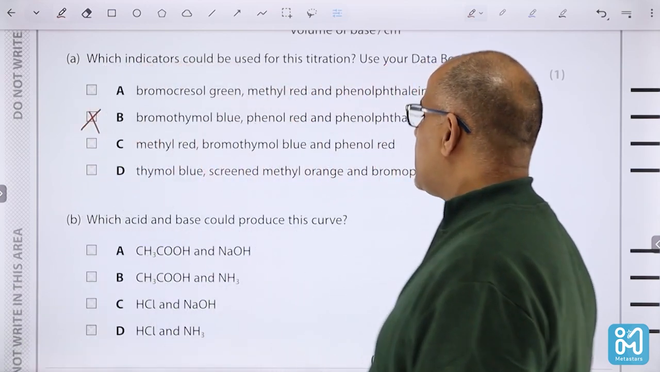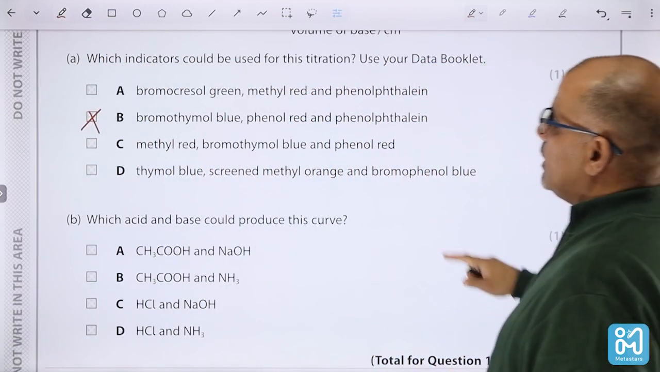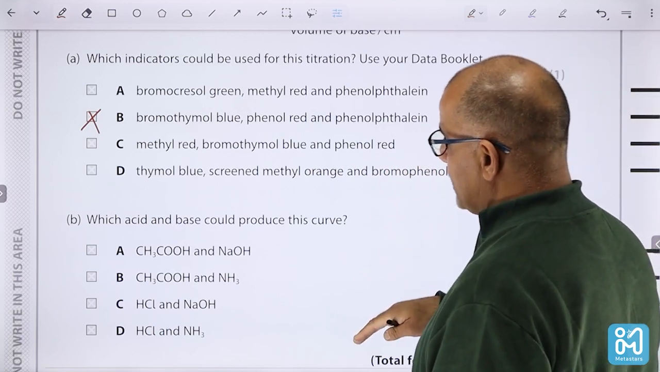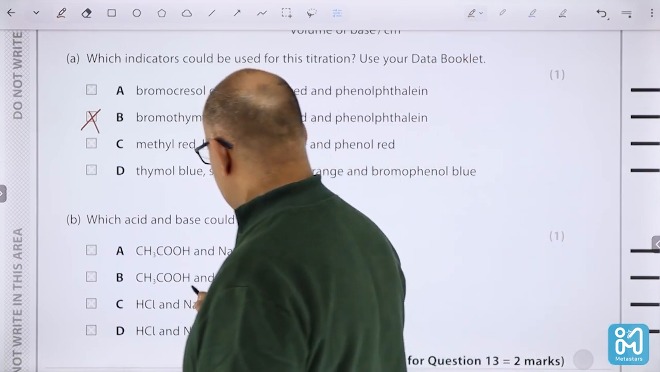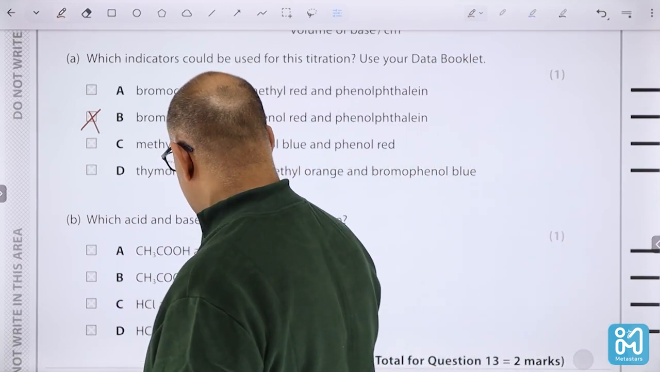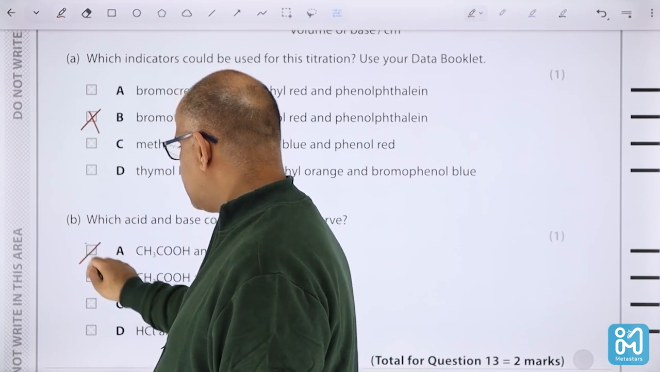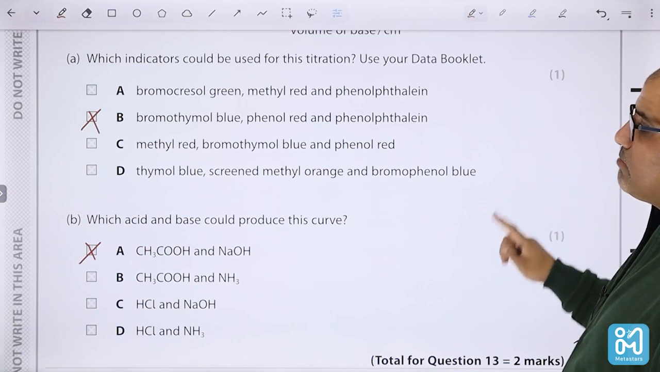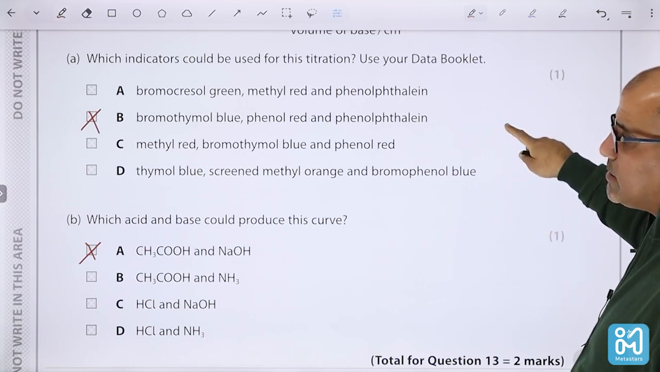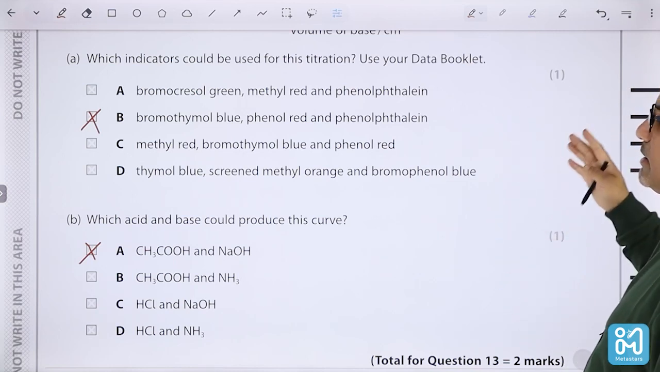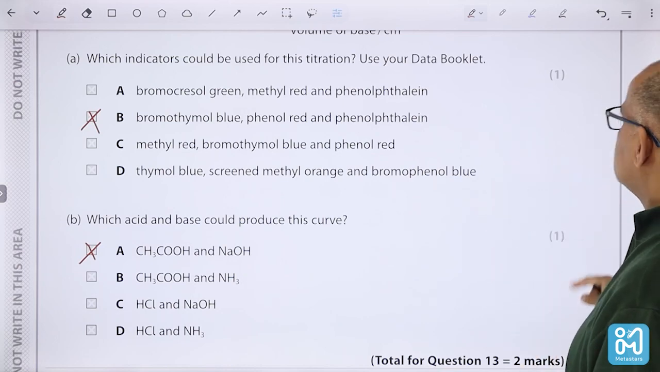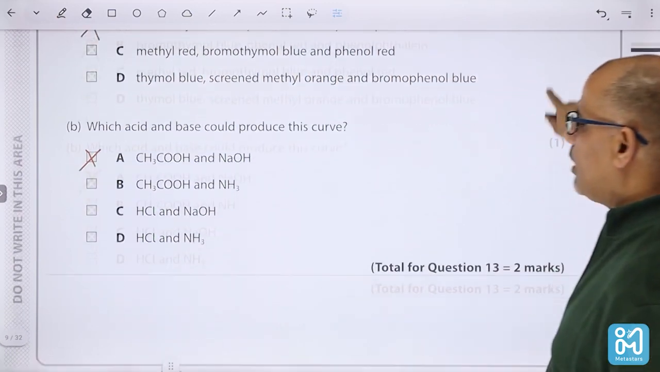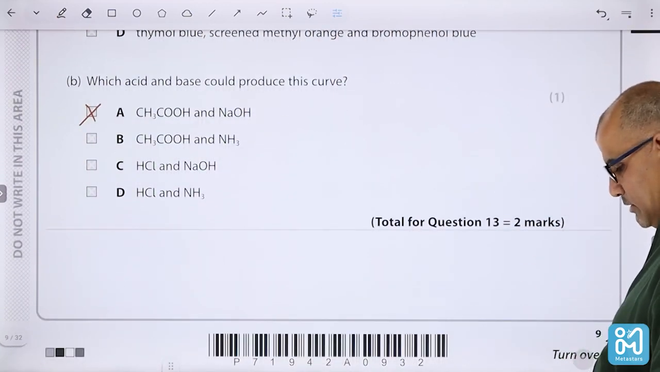Which acid and base could produce this curve? As you can see, there is a strong acid and weak base, and what is correct there is choice A, not the others, because the pH started from around 3 and the midpoint comes around 8.5 to 9, which is in the basic region. This means that it is a strong base with a weak acid. That's why A is the correct answer.